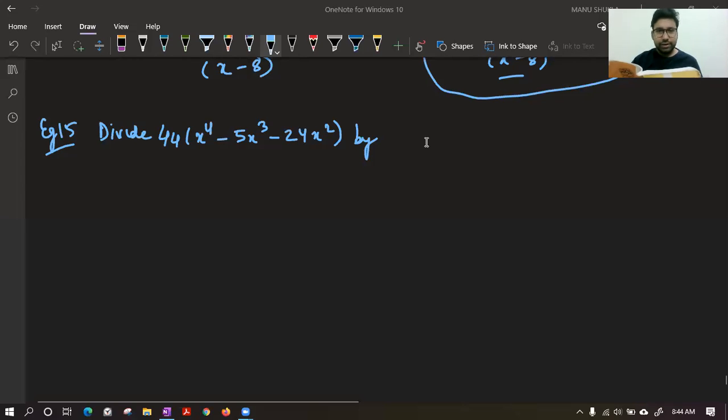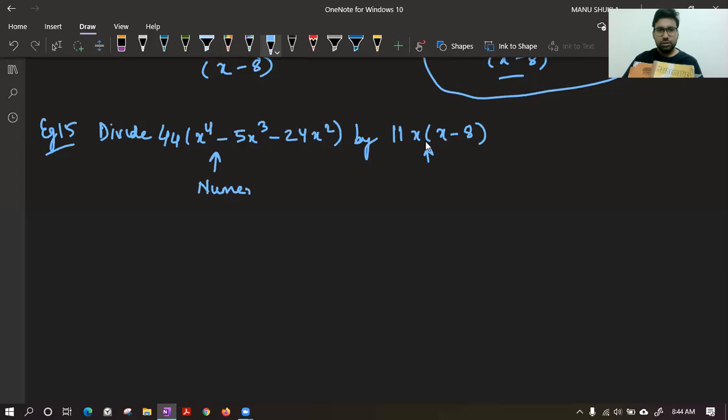By 11x minus 8. So you can understand, in this case, this is your numerator and this is your denominator.